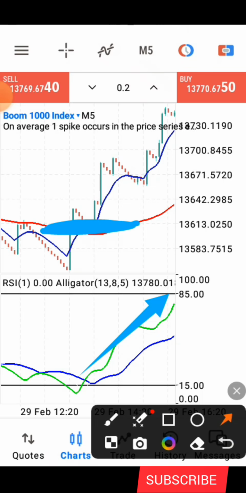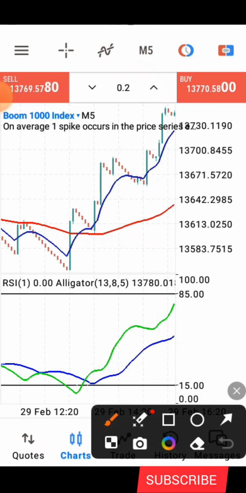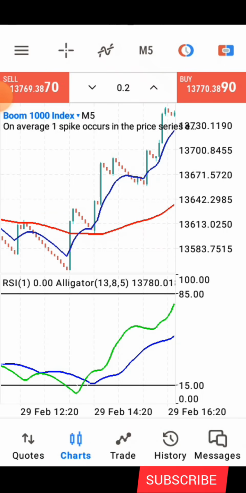You can see this one here is for catching spikes. You can either enter immediately when you see the spike break above the red moving average, or you can wait till the blue crosses above it and then take your entry. Either way you are good to go. That is it for the spike catching.